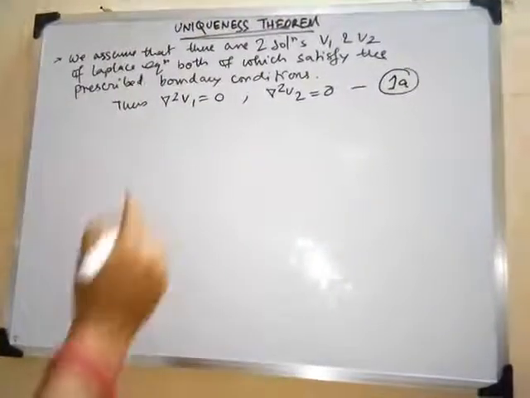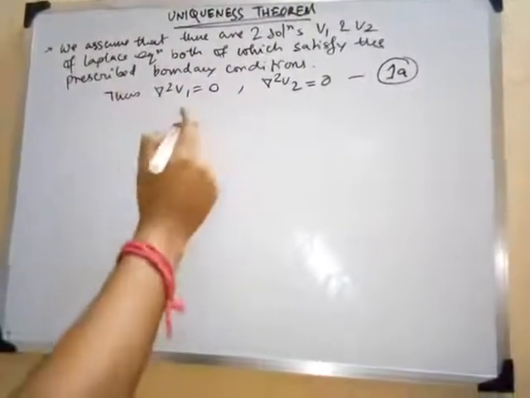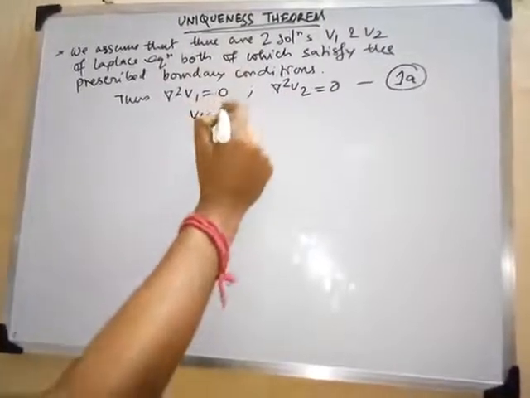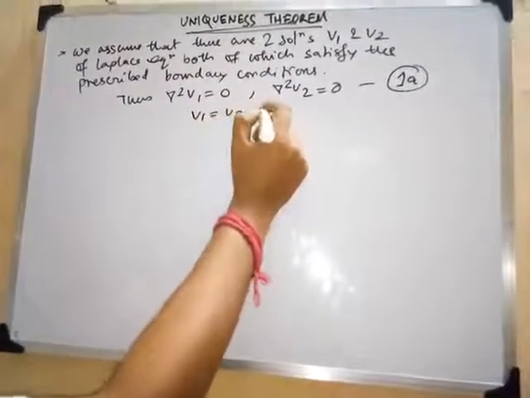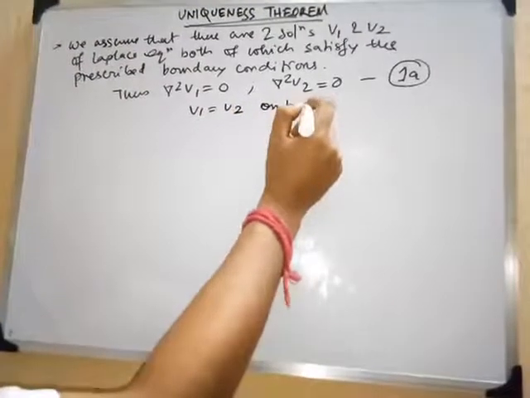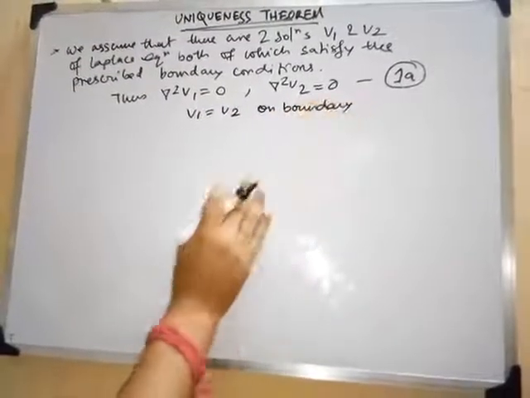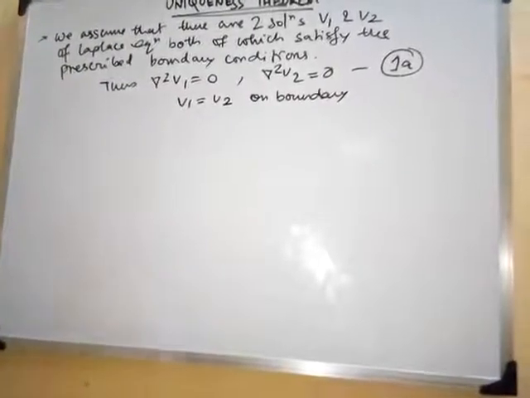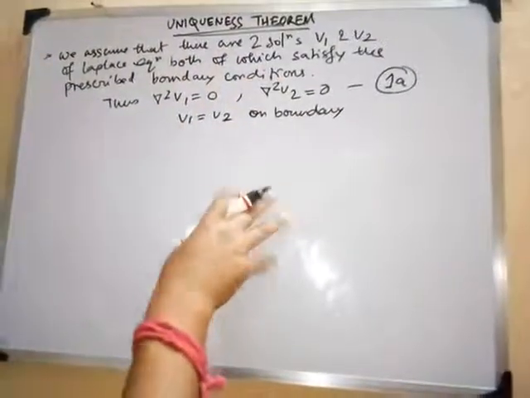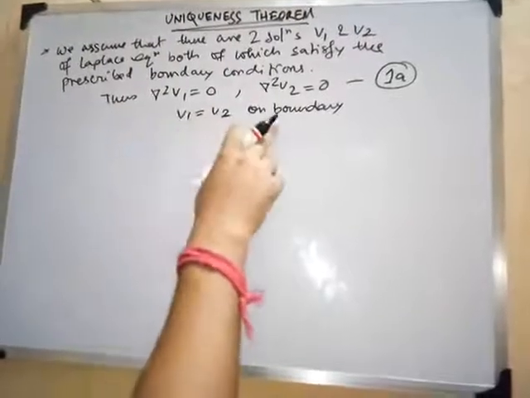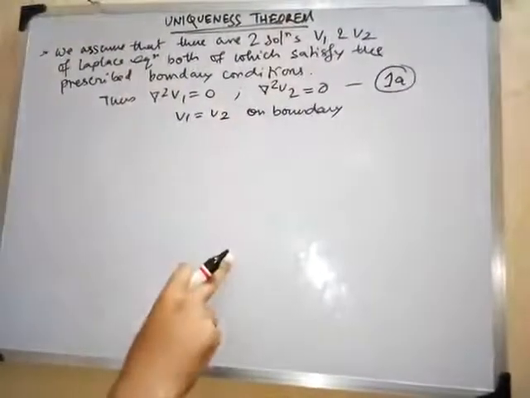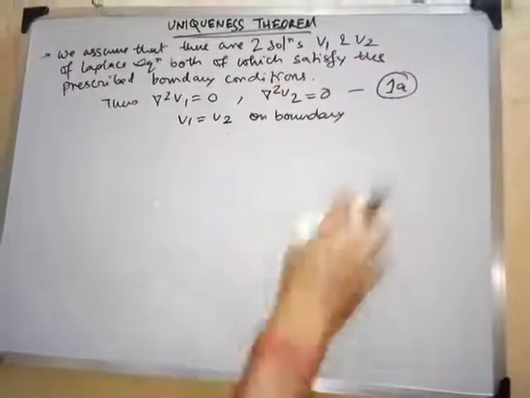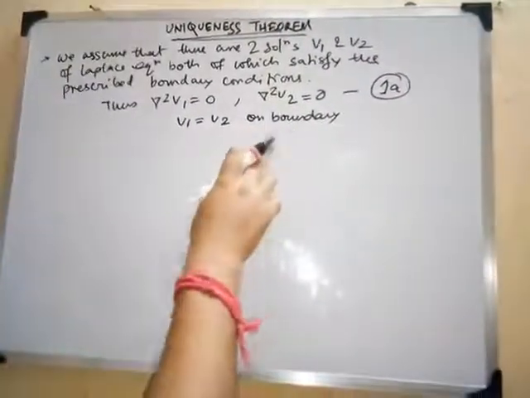And since we are satisfying the boundary conditions, we are considering v1 equal to v2 on the boundary. For the sake of our discussion, we are taking v1 and v2 only at the boundary. Now at last, when we prove that v1 should be equal to v2, it will hold in all places, not only on the boundary but everywhere.